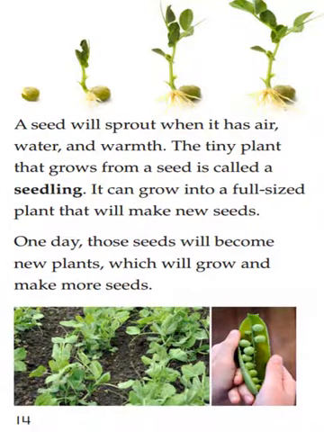A seed will sprout when it has air, water, and warmth. The tiny plant that grows from a seed is called a seedling. It can grow into a full-sized plant that will make new seeds. One day, those seeds will become new plants, which will grow and make more seeds.